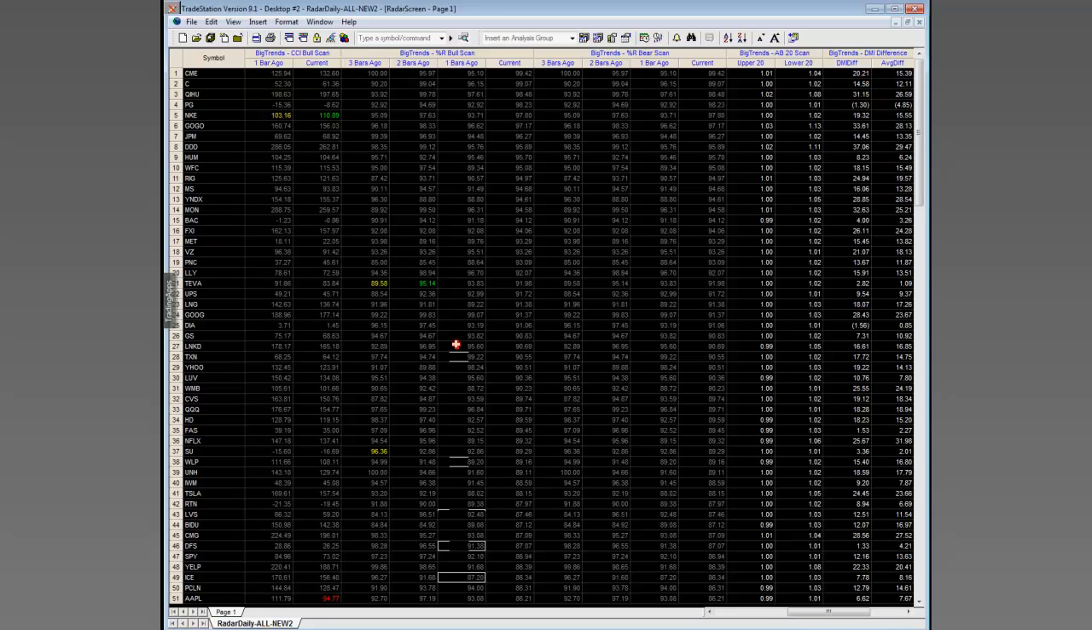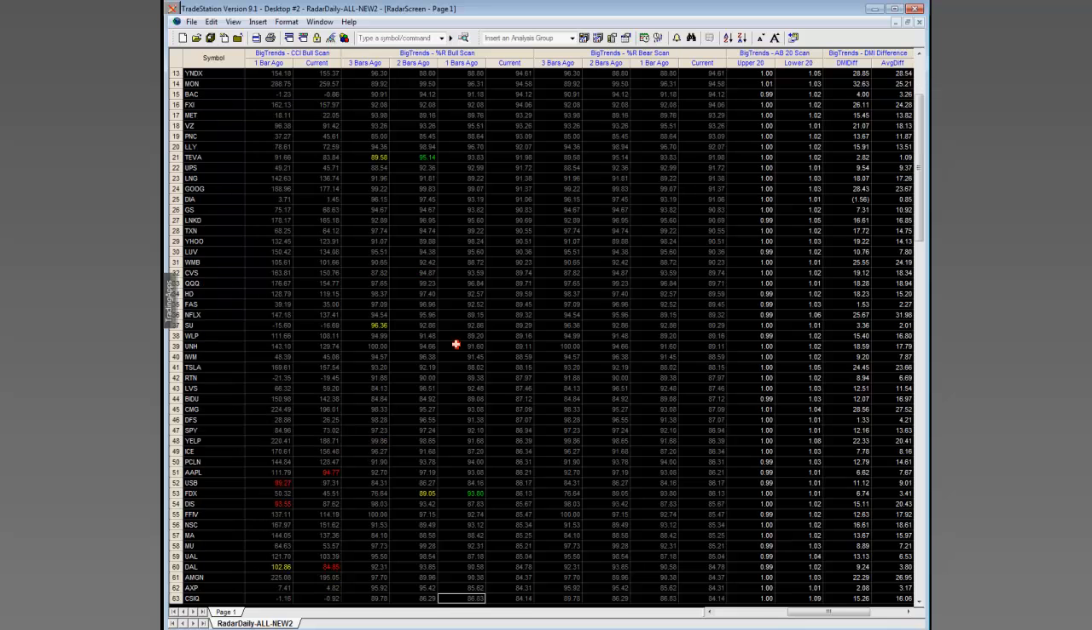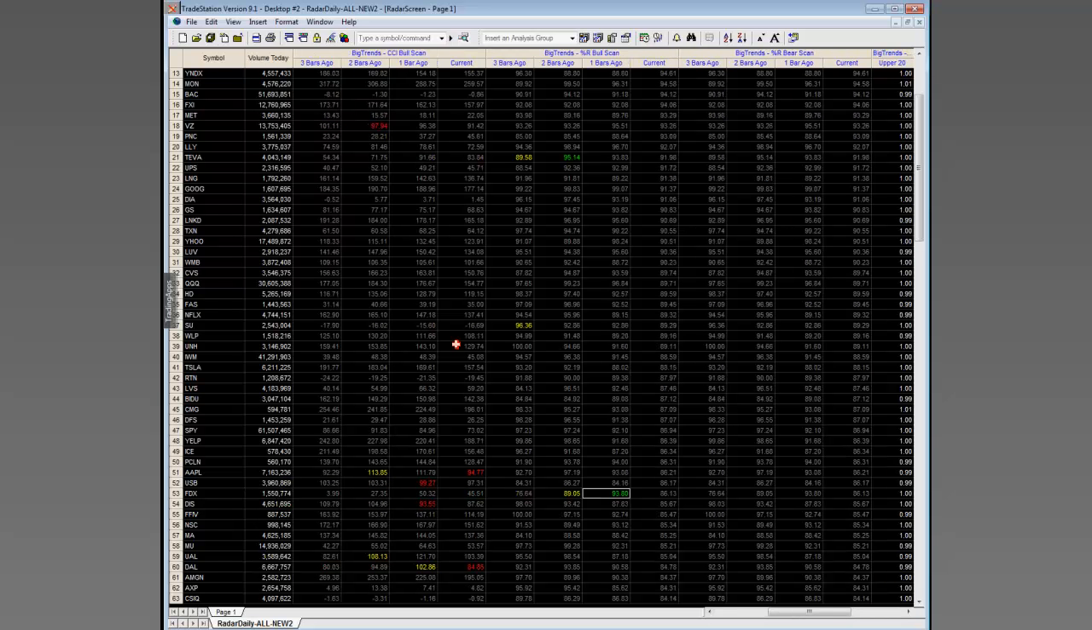Most of these were already well above there, right? So that tells you you've been in a pretty strong market. We've got a little over 100 names here, and more than half of them are overbought. FedEx just went overbought late in the day.